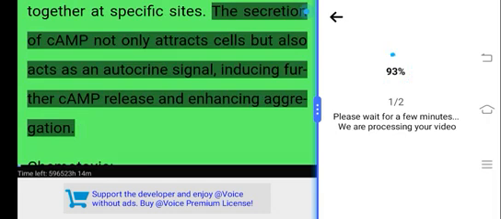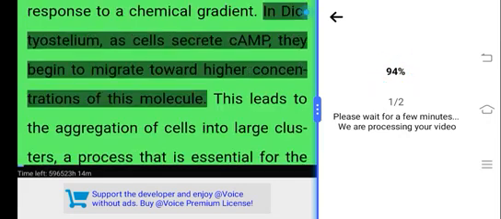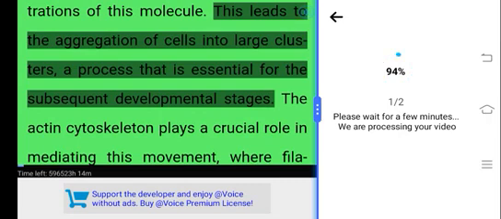The secretion of cAMP not only attracts cells but also acts as an autocrine signal, inducing further cAMP release and enhancing aggregation. Chemotaxis. Chemotaxis is the movement of cells in response to a chemical gradient. In Dictyostelium, as cells secrete cAMP, they begin to migrate toward higher concentrations of this molecule. This leads to the aggregation of cells into large clusters, a process that is essential for the subsequent developmental stages.